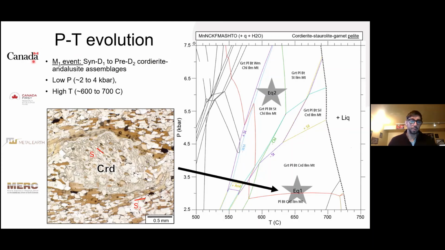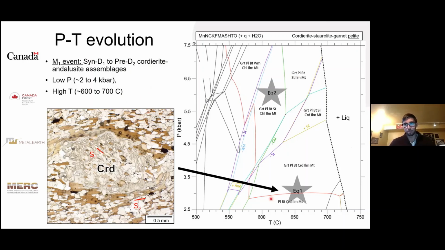We're inferring two metamorphic events. The first one describes the cordierite and andalusite assemblages that we see. A lot of the previous work attributed these cordierite and andalusite assemblages to late isothermal decompression after a Barrovian sequence or Barrovian gradient. But what we actually see is that these cordierites are pre the main foliation, so pre-D2 or even syn-D1, and these assemblages are actually overprinted by garnet and staurolite, etc.